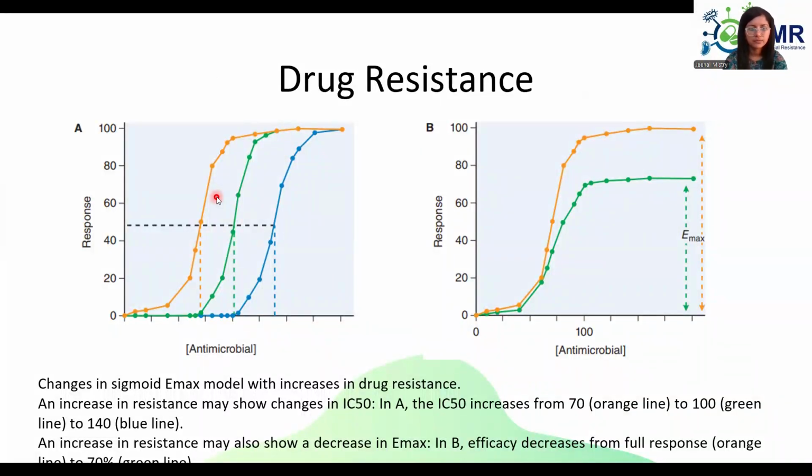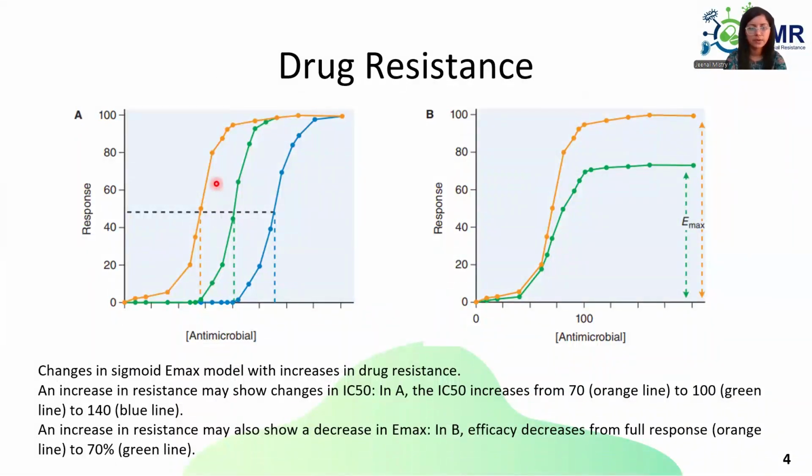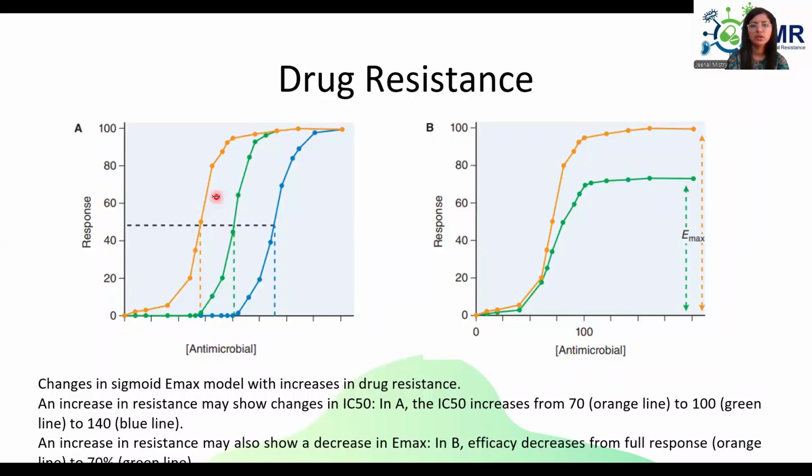So this is the graph which shows the changes in the sigmoid Emax model with increasing drug resistance. Before I explain this graph, I'll tell you some basics of microbiological analysis. The microbiological laboratory plays a central role in the decision to choose a particular antibiotic agent over the others, right? First, there is a need for identification and isolation of the pathogen, or maybe the culprit organism. The patient specimen is sent to the microbiological laboratory.